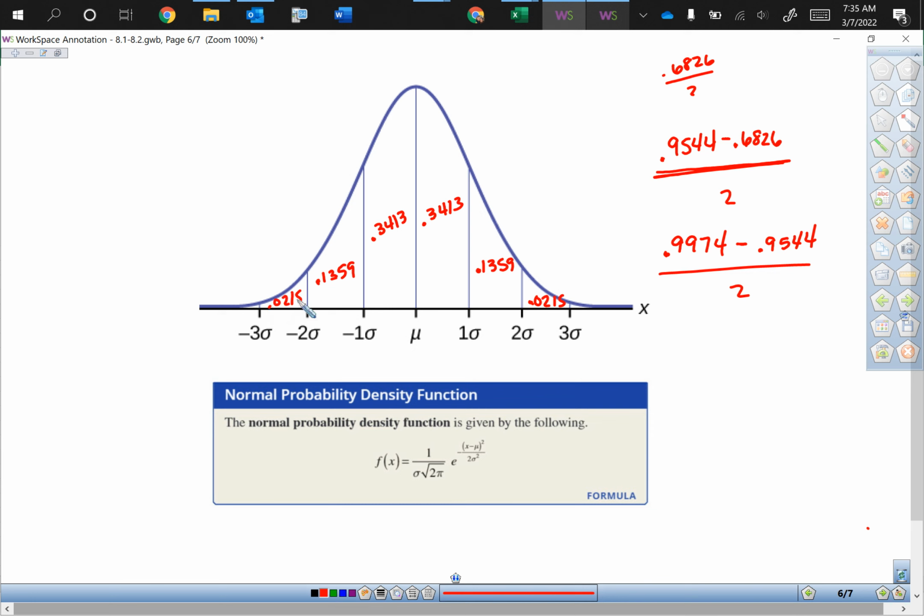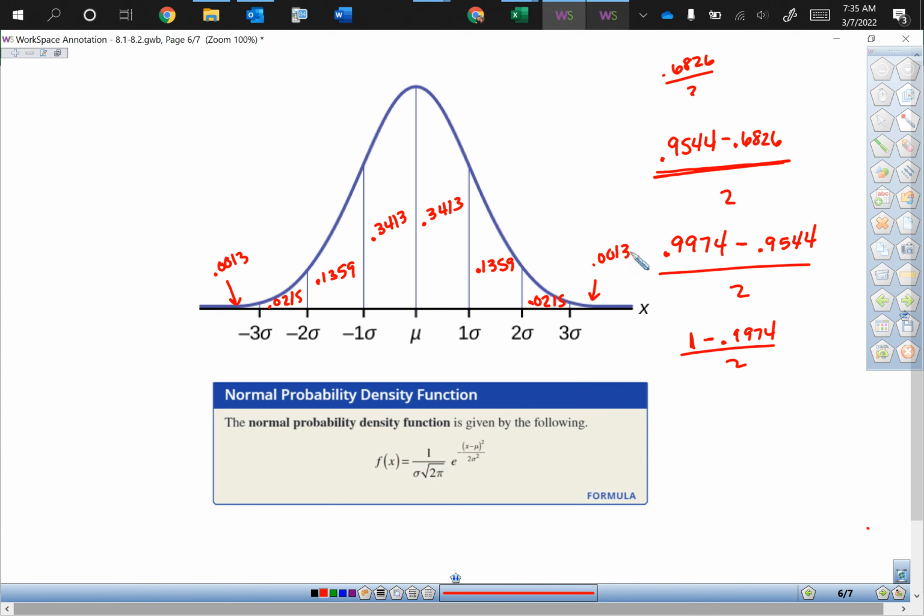Now, to get the final little tails over here, a lot of people panic because they're like, well, they didn't give me a number for what it would be past 3. Yes, they did. On the last page it says the total area under any normal curve has to equal 1. So what we're going to do is take 1 minus the area from -3 to 3, which is 0.9974, and divide that by 2. And again, that's going to give me 0.0013 for each one of those little tails, 0.0013.